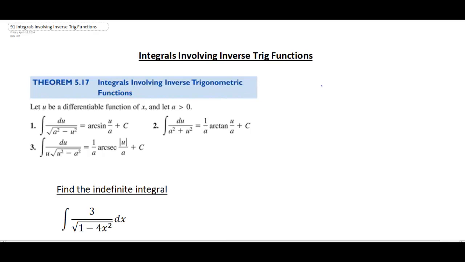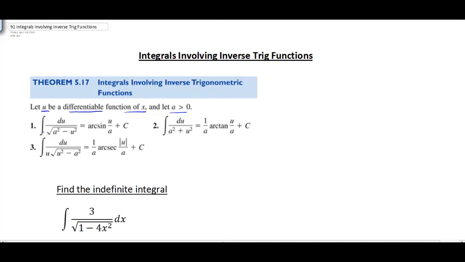In a previous video, we looked at how we can take the derivative of our inverse trig functions, and now we're going to look at integrals involving inverse trig functions. So you need to make sure that you change gears because now we're looking at integration. Once again, we're going to let u be a differentiable function of x. So u is not just representing a variable, but it can be a function of x, and a is going to be some real number that is greater than 0.